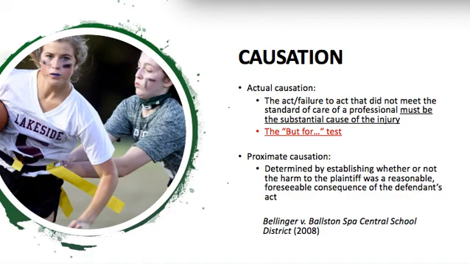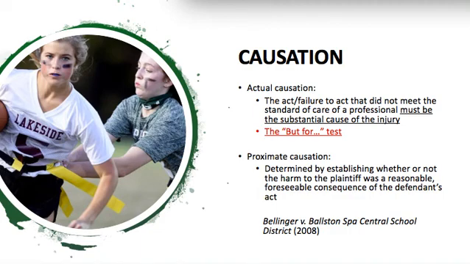So as you can see here, actual causation exists when the breach or the failure to act by the defendant did not meet the standard of care of a professional, but that it was the substantial cause of the injury. Okay, so there has to be a link between the breach of duty and the actual injuries that occurred, right? That's where this causation piece comes in. So you have to be able to link the two in order for there to be negligence.